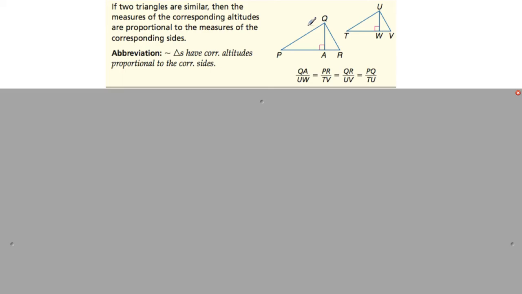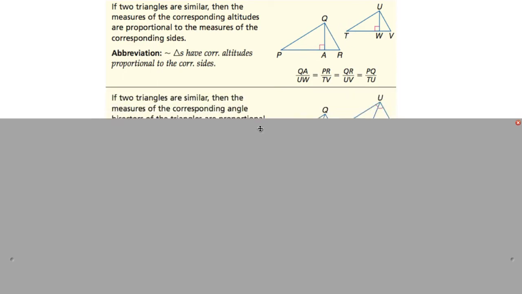So here are some new theorems, some new ideas. I'll just go through the shortcuts of these. These are right from the textbook. They get a little bit wordy. But basically, if you have two triangles that are similar, the measures of the altitudes are proportional. So here we go, two similar triangles: we already know that the sides are proportional, but the altitudes are also proportional. The altitudes follow that same scale factor.